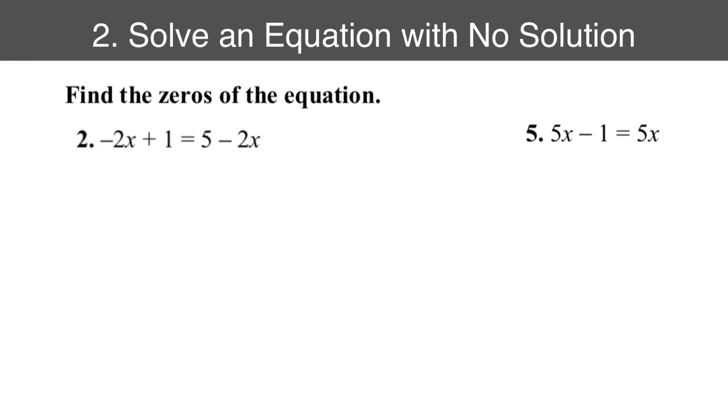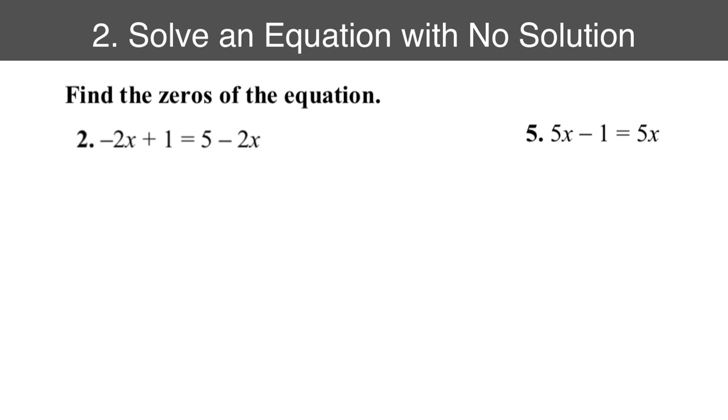The second thing we talked about in this lesson was solving an equation with no solution. Every now and then when you're solving for x, you'll get a weird situation where the variable goes away. It gets knocked out. Those are what we call no solution problems. We've looked at these before, where you have no solution or all real numbers.